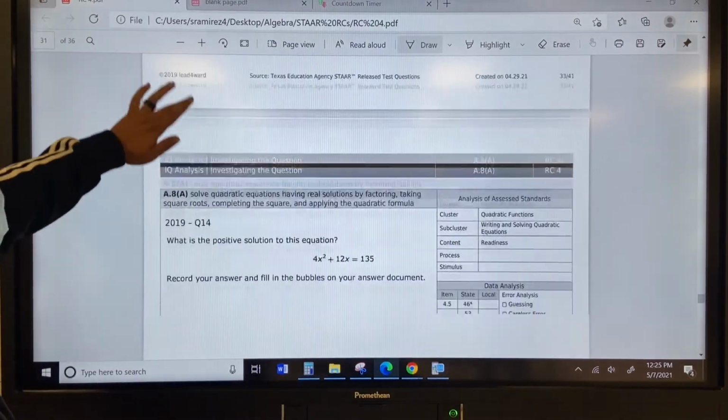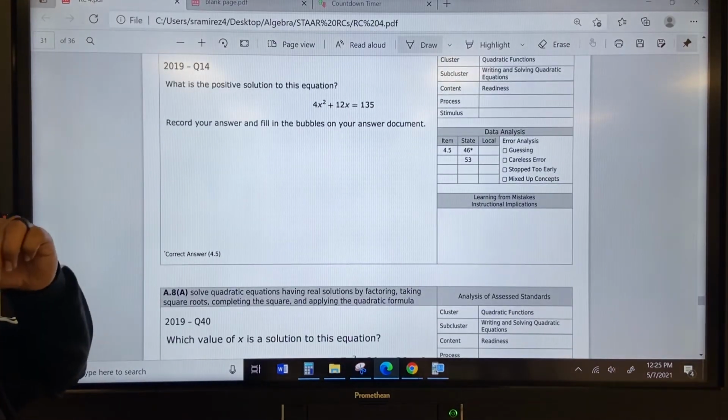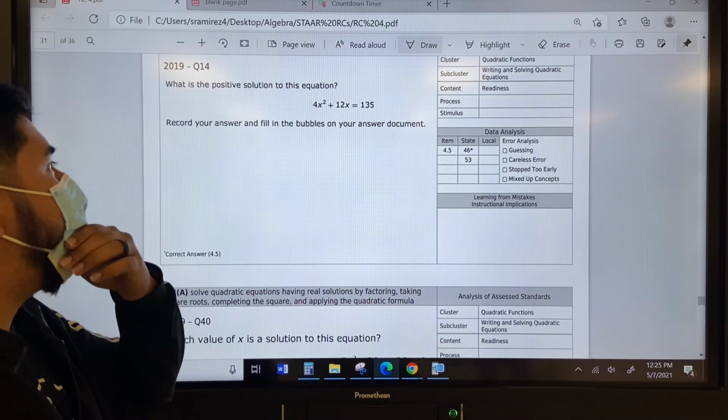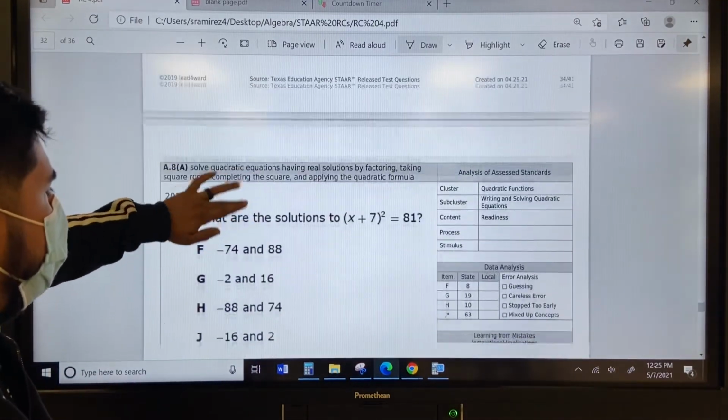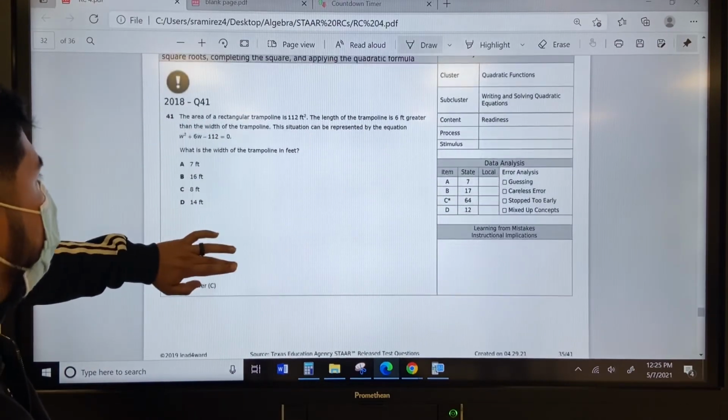Keep going, 6 more pages. What is a positive solution for this equation? Wonderful.